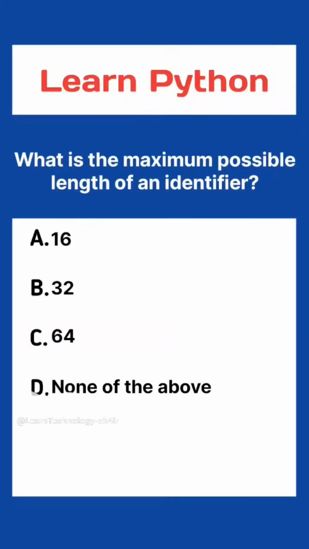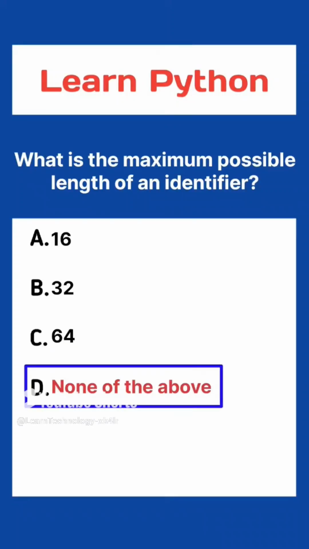What is the maximum possible length of an identifier? The correct answer will be option D. The maximum possible length of an identifier is not defined in the Python language. It can be of any number.